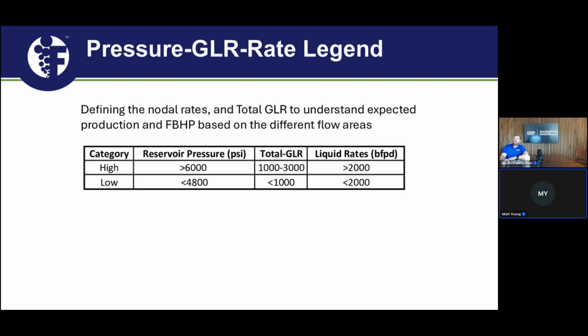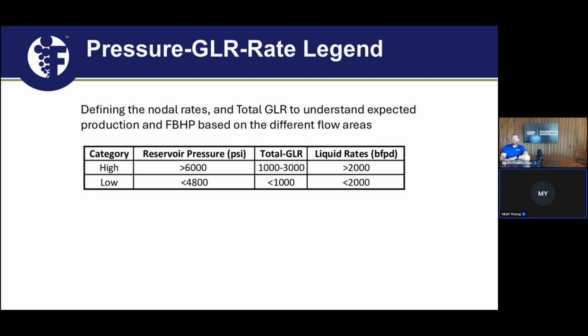And then the other thing that's going to drive our flow path, outside of our reservoir pressure and our TGLR, is, of course, our total liquid rate. So higher liquid rates, larger flow area; smaller liquid rate, smaller flow area. Pretty easy on that one.